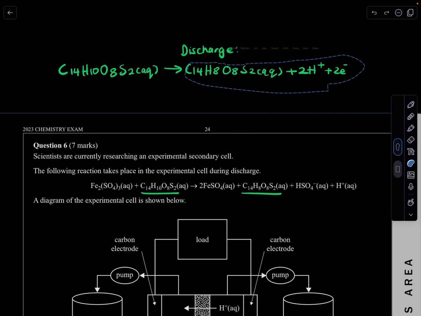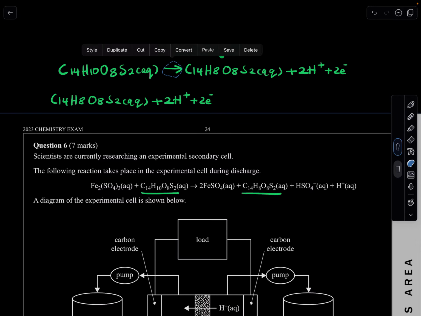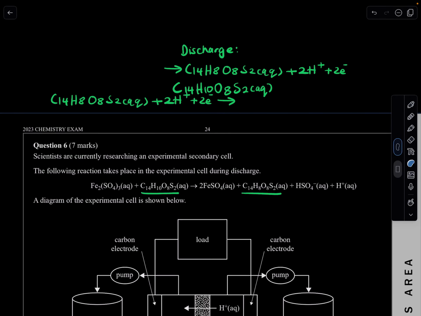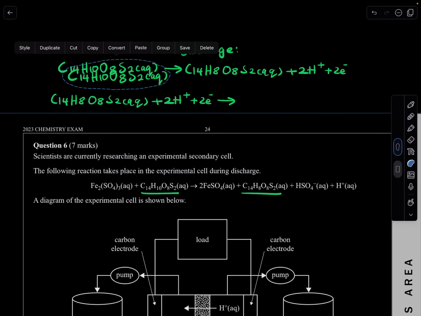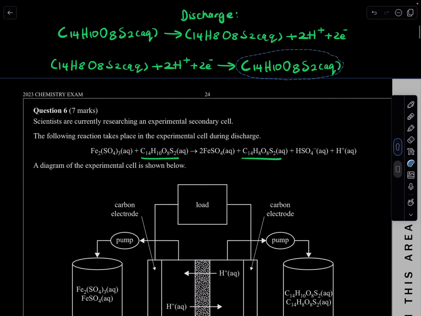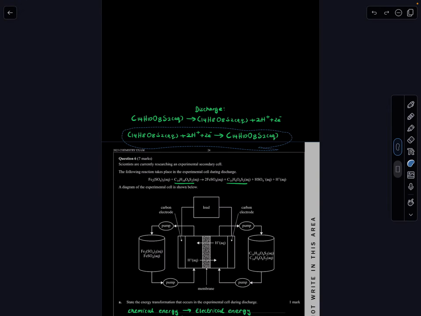This is going to be my reactant, and this basically goes to this over here. This here is my product, and hence this is my discharge. This is my recharge equation, and that's what we needed for that question.